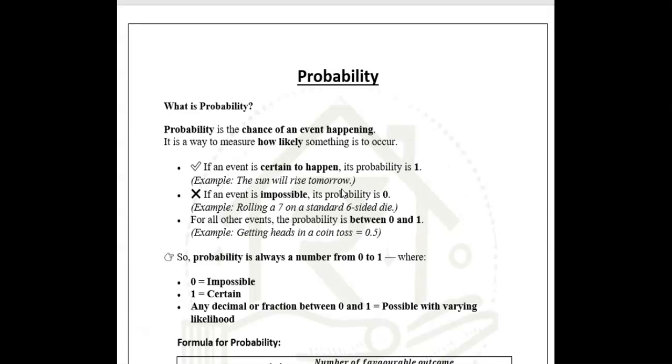In a coin, if you toss it, you will get head or tail. Getting head in a coin toss is 0.5, a 50% probability you will get head, and a 50% probability you will get tail. So probability is always a number between 0 and 1, where 0 is impossible and 1 is certain. Any decimal or fraction between 0 and 1 is possible with varying likelihood.